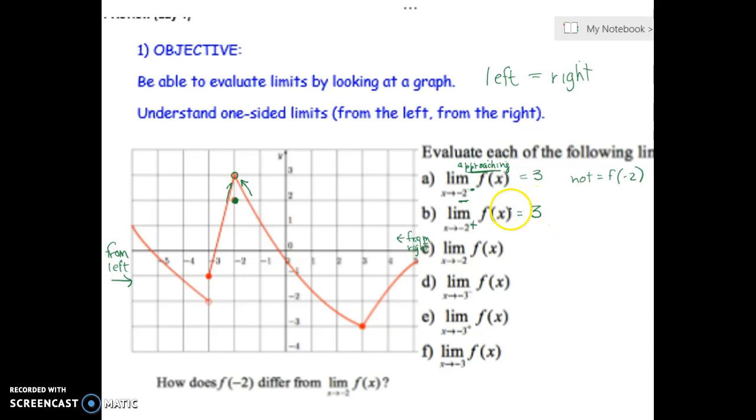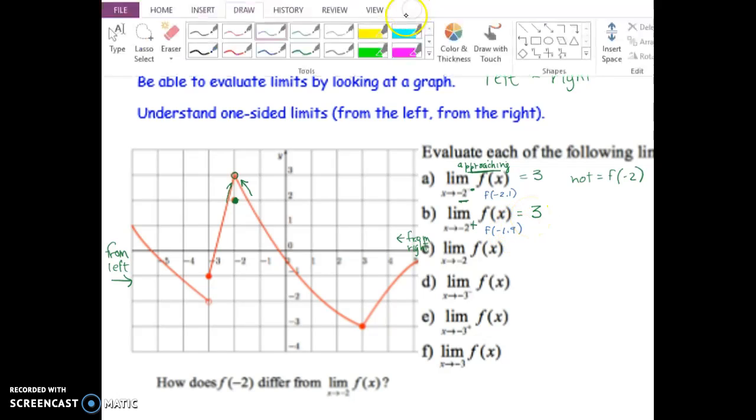Another way of thinking about this is if you're looking at a number coming from the left of negative 2, look at what f of, say, negative 2.1 is approaching. Or if you're coming in from the right, think of a number a little bit bigger than negative 2. So look at what f of negative 1.9 is approaching. That's just another way of thinking about this whole thing.